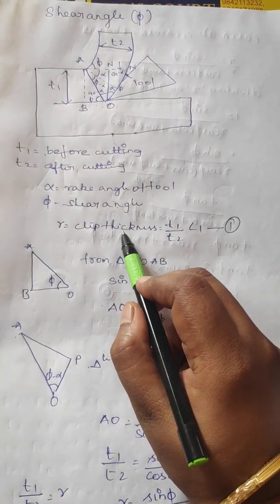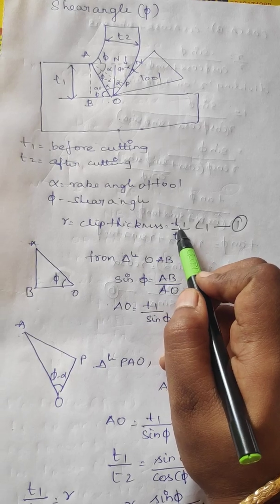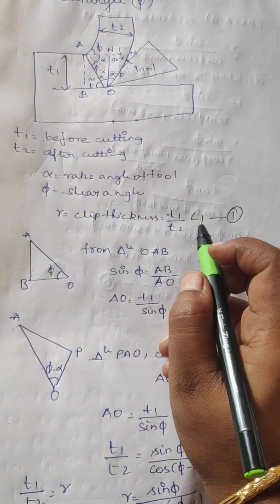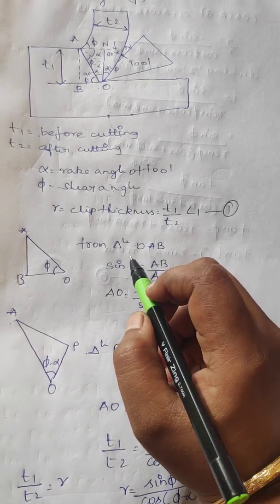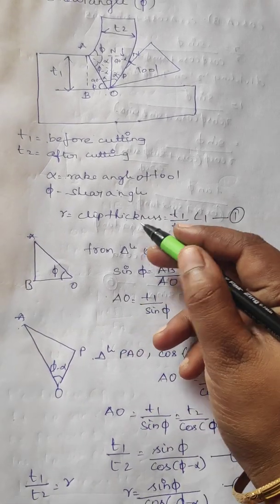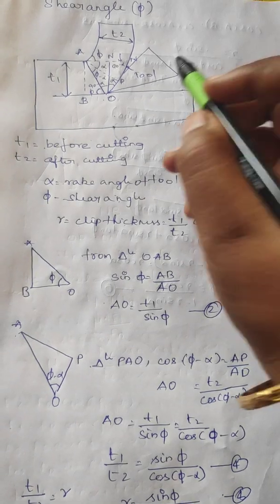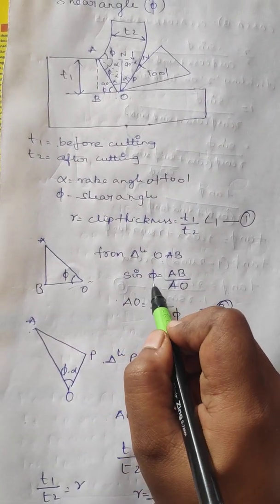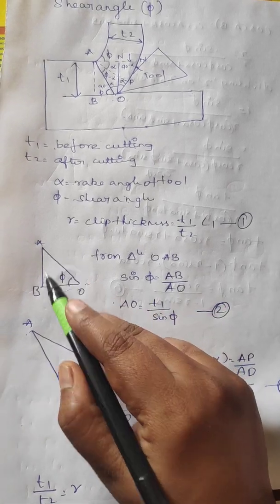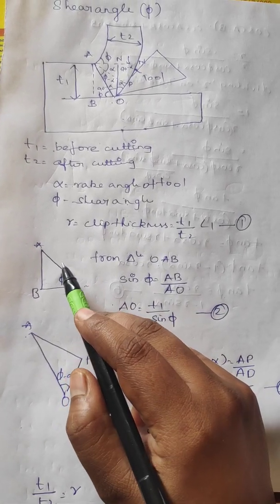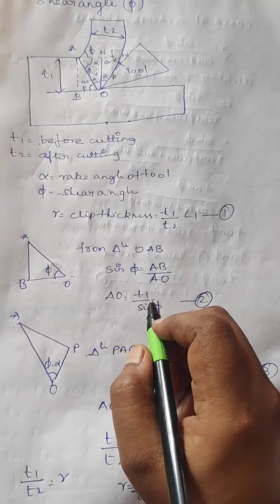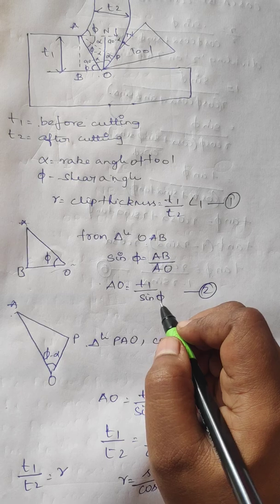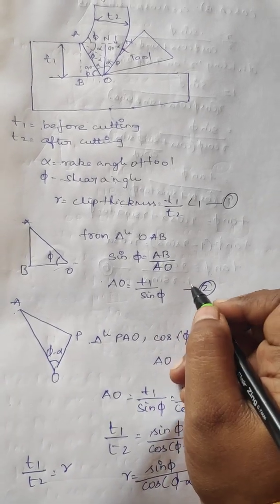Here the chip thickness ratio is t1 by t2, that is before cutting by after cutting, which should be greater than 1. To get the shear angle value, we take triangle OAB. From triangle OAB, sin phi is equal to AB by AO. Here AB is nothing but t1. By substituting that, we get the AO value as t1 by sin phi. We are taking that as the first equation.